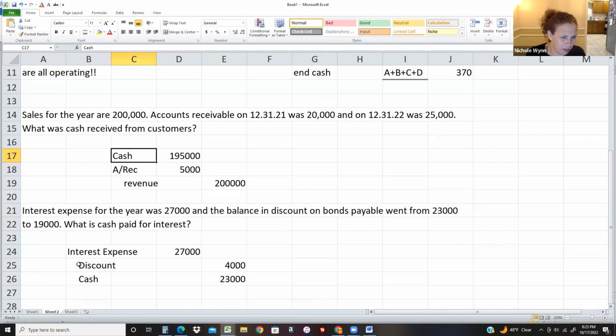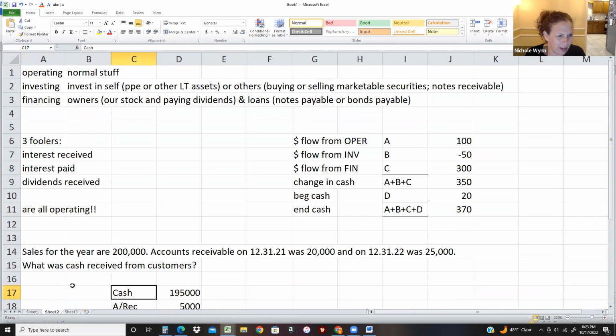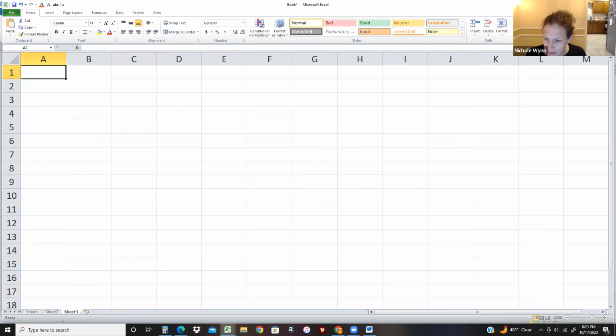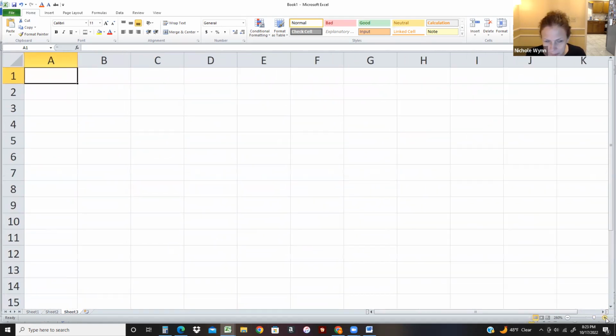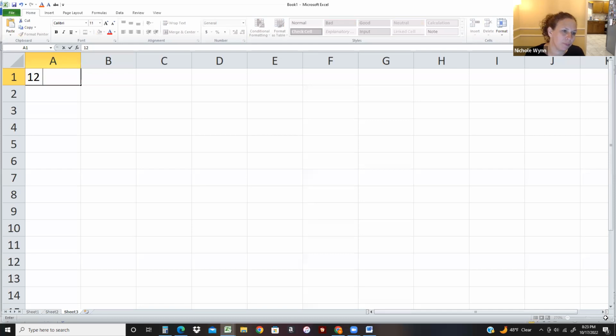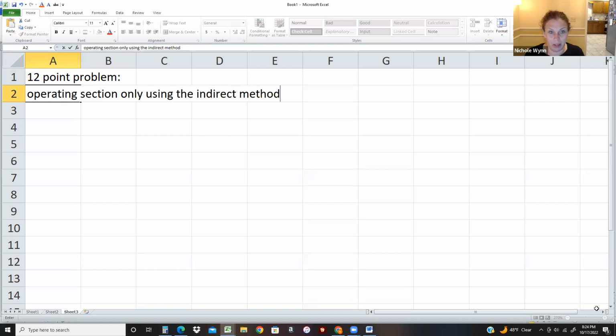And then the question that relates to cash flow, you're going to calculate, similar to number 4 or 6, will be worth 6 points. And then there's a 12-point problem doing the operating section only using the indirect method.